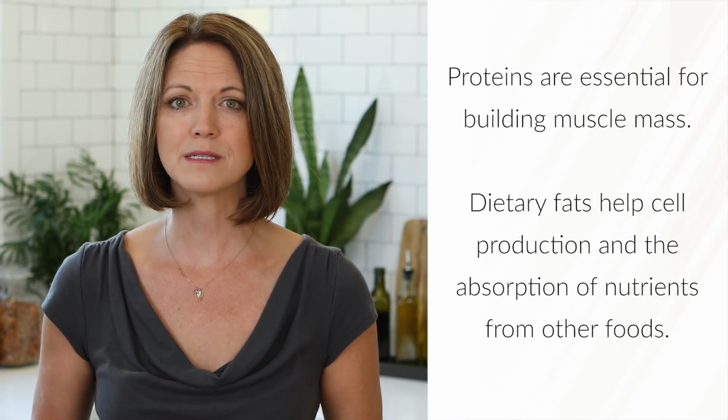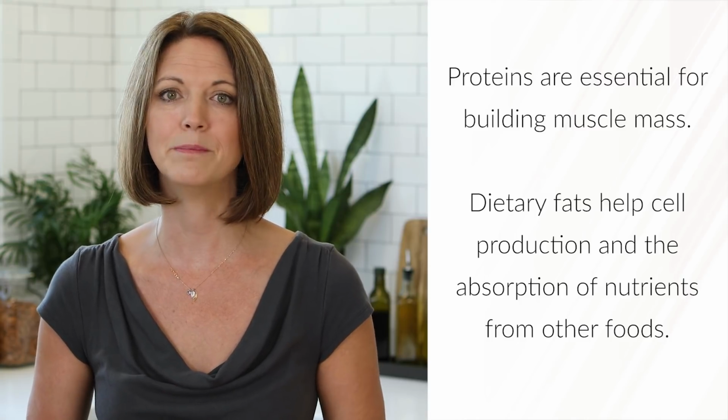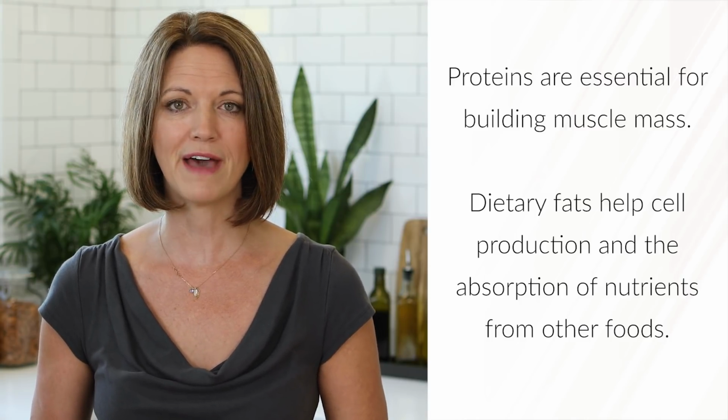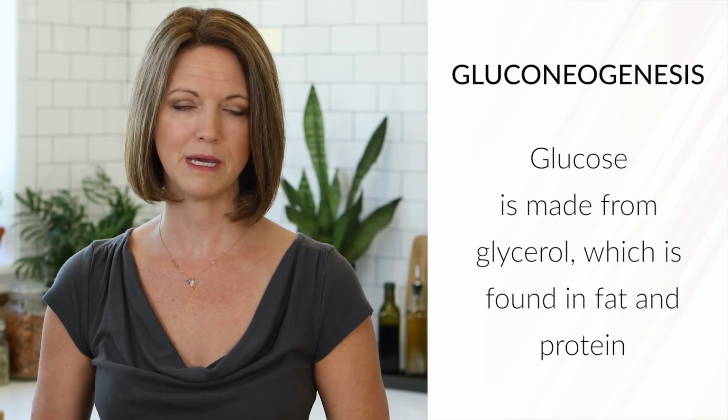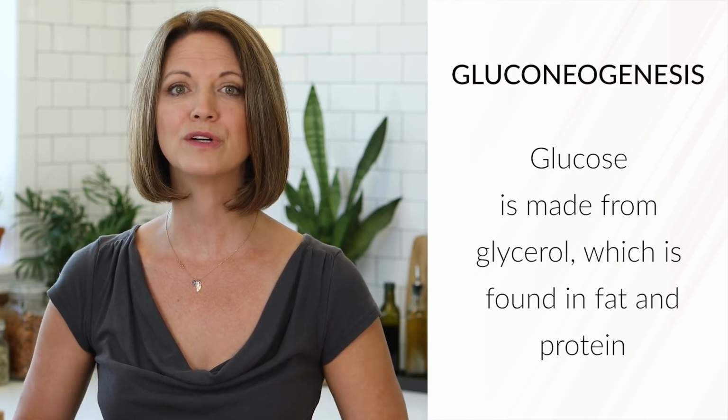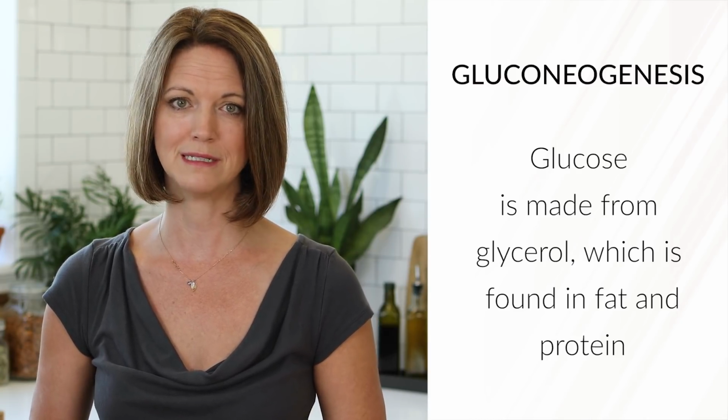Proteins and fats are crucial for the body to function. For instance, proteins are essential for maintaining and building muscle mass. Dietary fats help cell production and the absorption of nutrients from other foods. But although the modern mainstream diet is full of carbs, they're the one thing you really don't need in your diet. Yes, sugars are important for energy, but thanks to a metabolic process in the liver called gluconeogenesis, glucose can be made from glycerol, which is found in fat, and gluconeogenic amino acids from protein. This is why people on the keto diet can consume so few carbs and still feel fantastic.